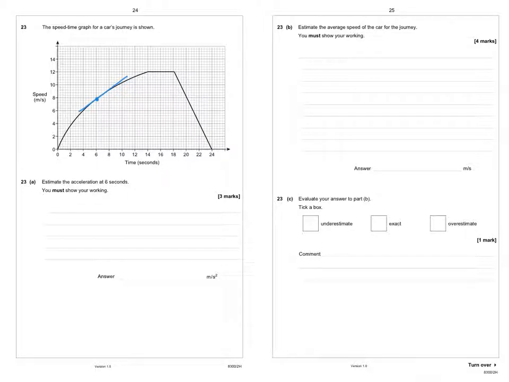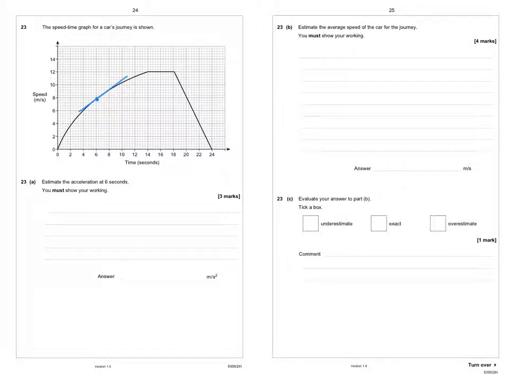Now, question 23b is asking us to estimate the average speed of the car for the journey. You must show your working. So, average speed for the car for the journey. The graph is telling me what's happening in the whole journey, and I need to find the average speed. So, I need to find how far it's gone. I can see that it took 24 seconds, but I need to see how far it's gone and divide it by the time, which I already have, and that will help us find what the average speed is.